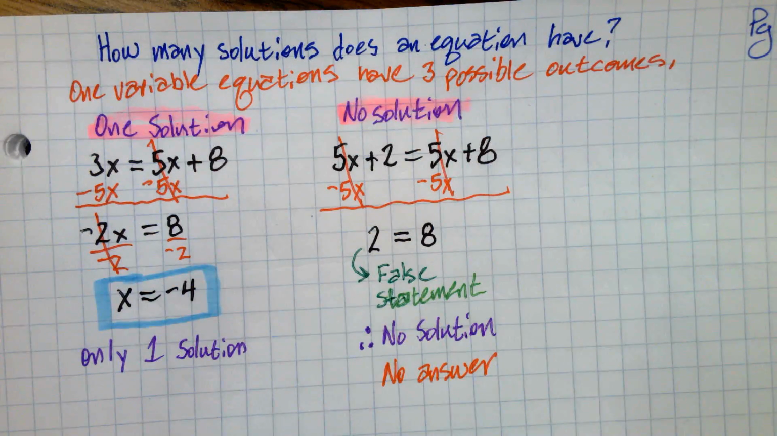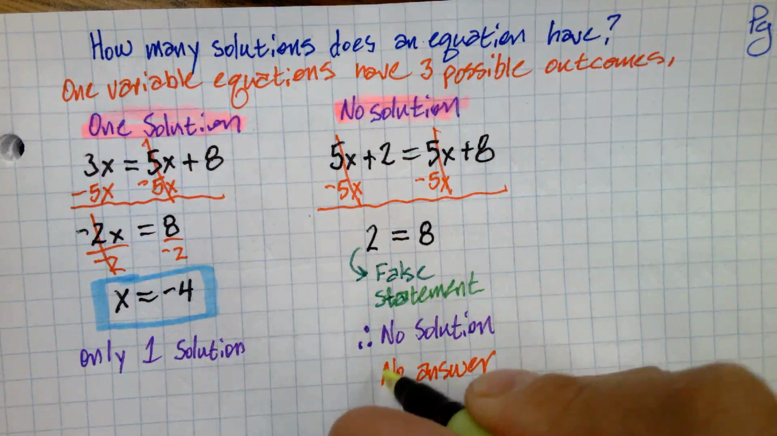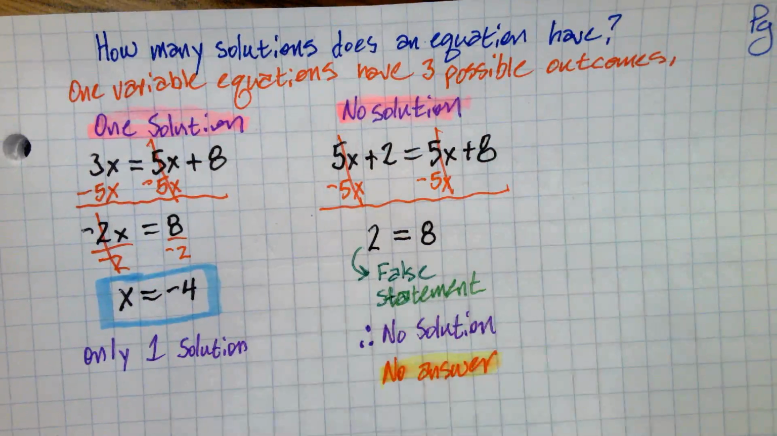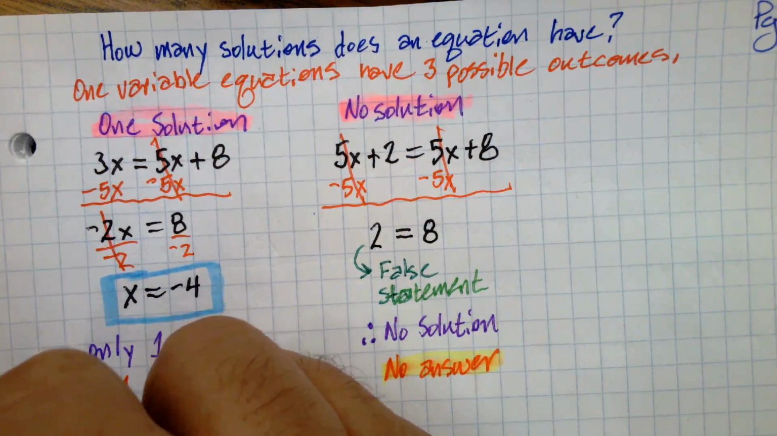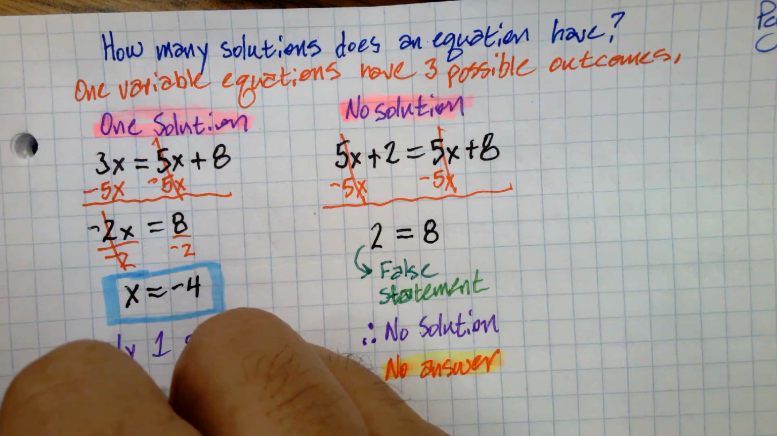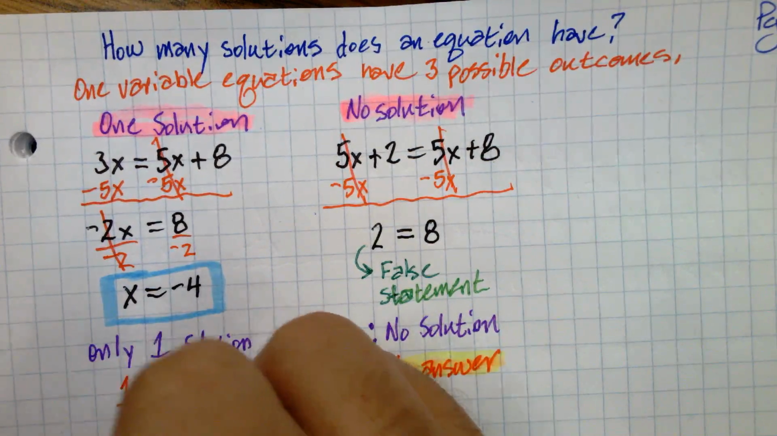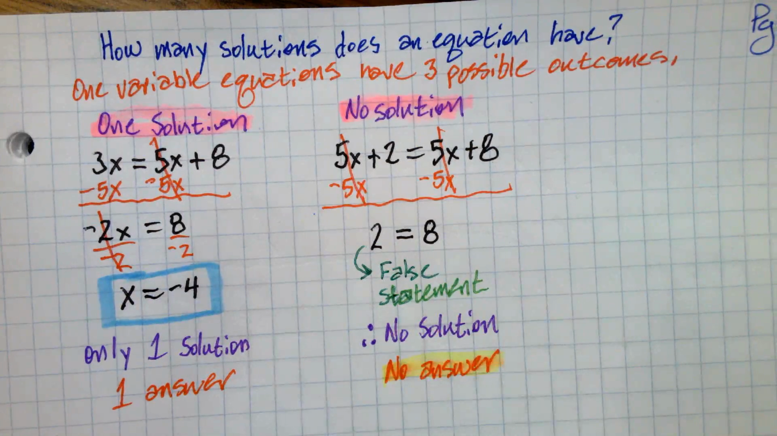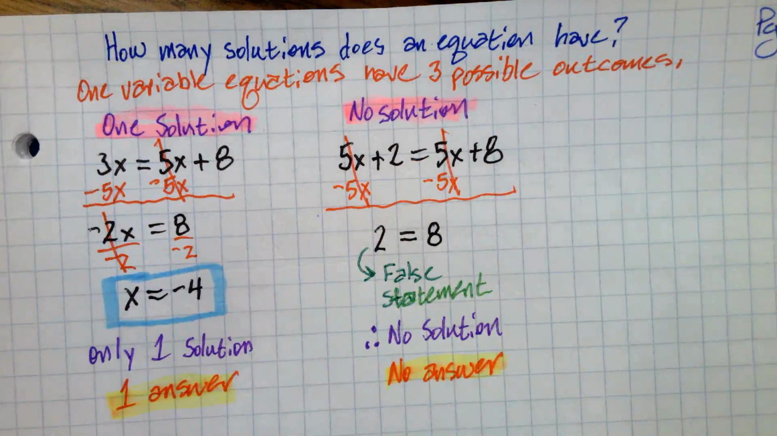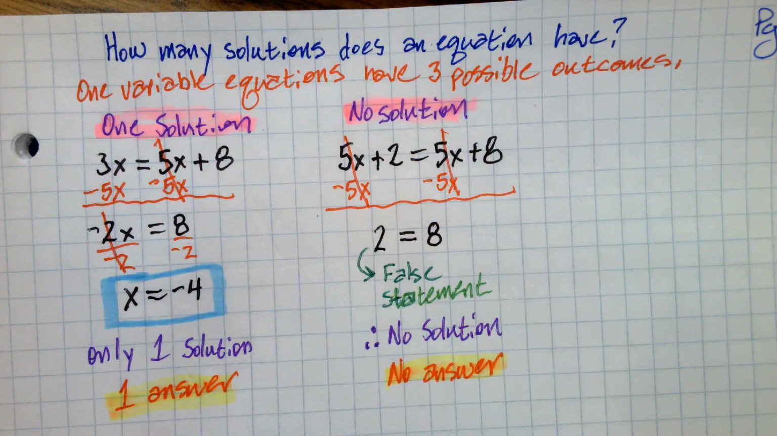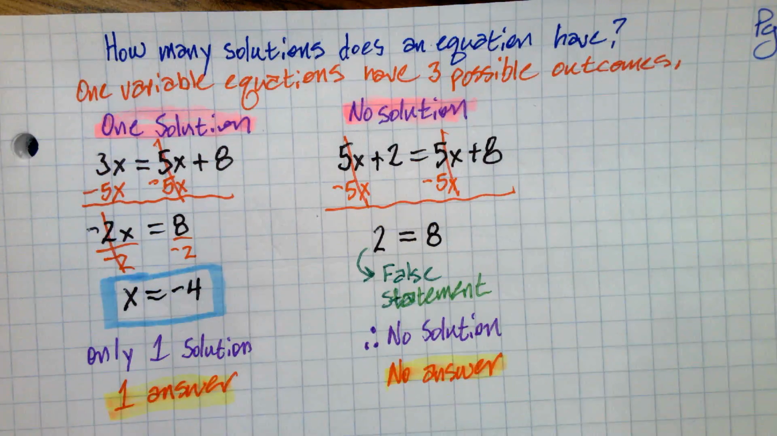We ended up with no answer, no solution. There is no number that would work in this equation. I can't go back and pick a number, plop it in, and make it work. Just like here, we got one answer, right? We should probably say that. So that's the second possibility. You end up with no solution.